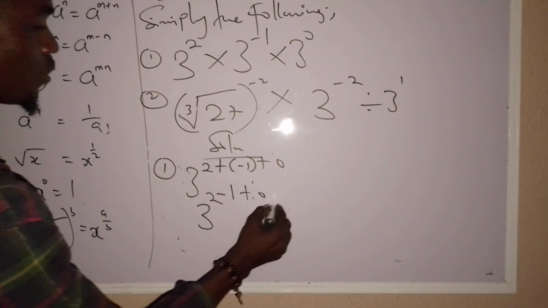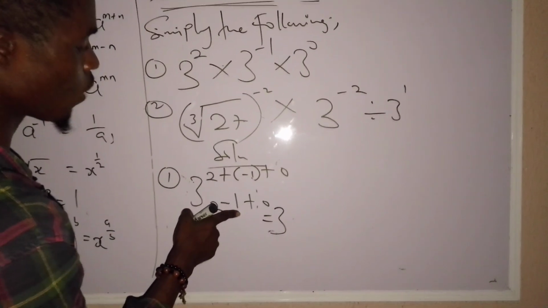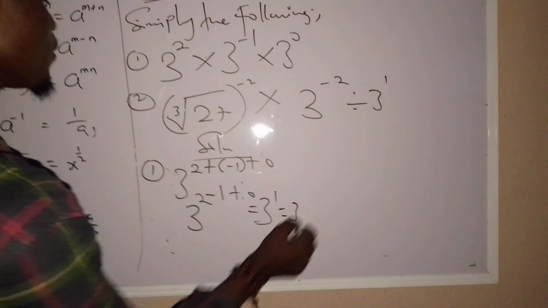So we are having 3 raised to power 2 minus 1, which is what? 1. 1 plus 0 is 1. So 3 raised to power 1 is 3.